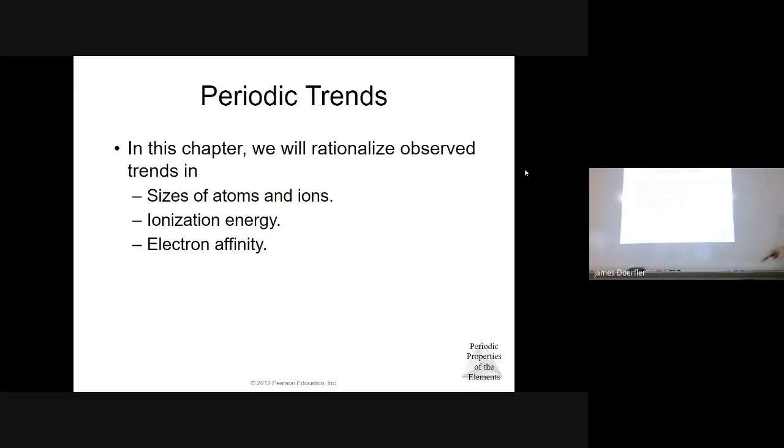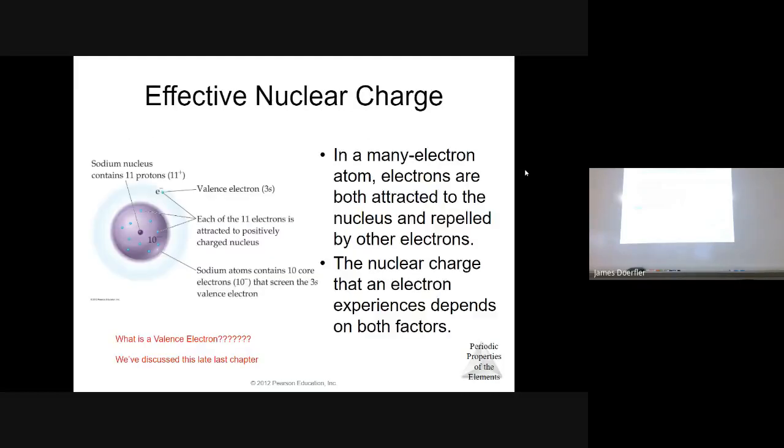But anyway, in this chapter, as we progress through chapter 7, we are going to rationalize the observed trends in the sizes of atoms and ions, ionization energy, and electron affinity. But there's also some other trends that we are going to be looking at as well. And that first one is called effective nuclear charge. So when we have what's called a many electron atom, so basically anything that has more than one electron, the electrons are going to be kind of torn in a couple ways.